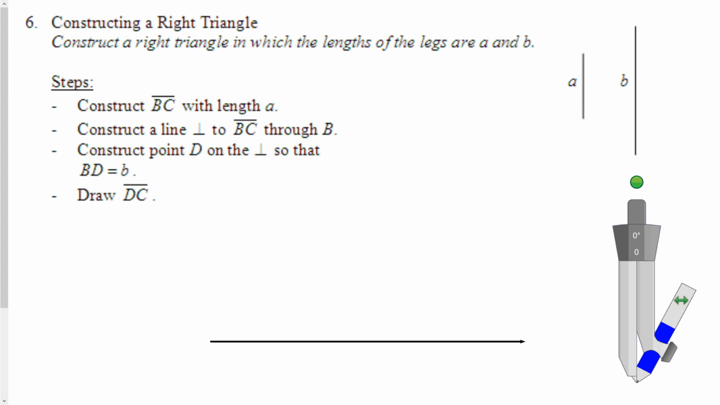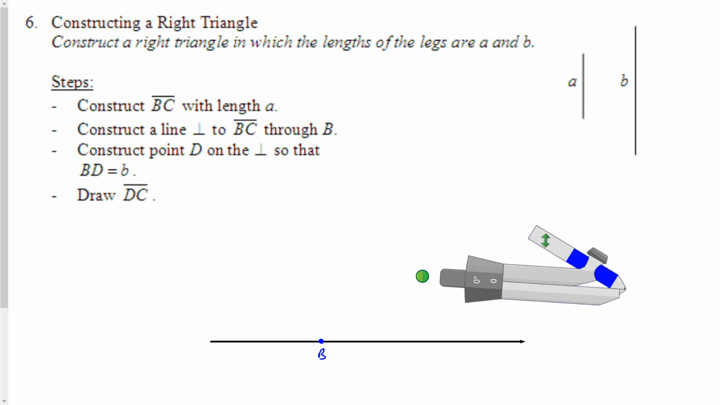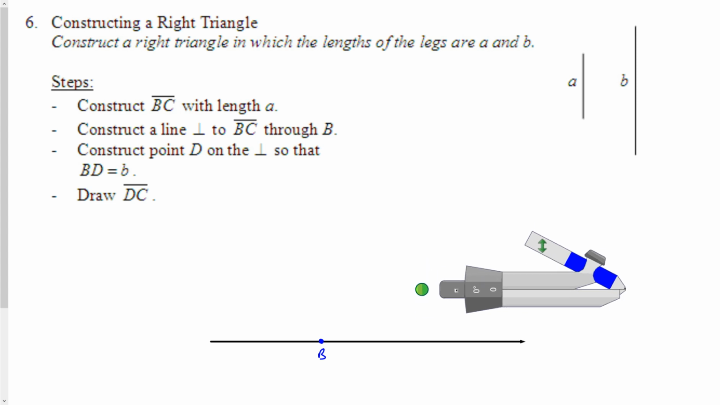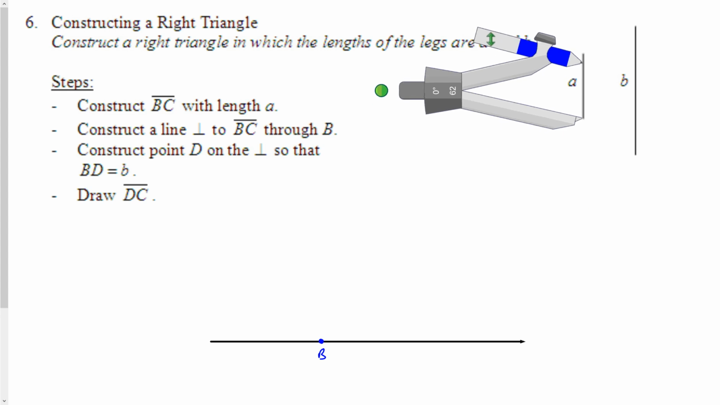So in this particular one, we're going to have segment BC be length A. So notice I put point B not at the end point of this original ray, but somewhere between the end point and the arrow tip. That is so it's actually easier for me to do my constructions. I don't have to worry about extending that line later on if I need it.